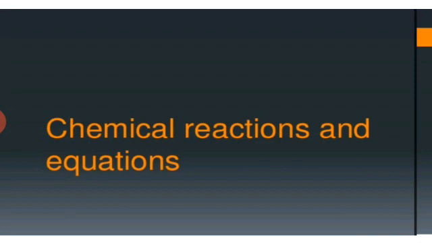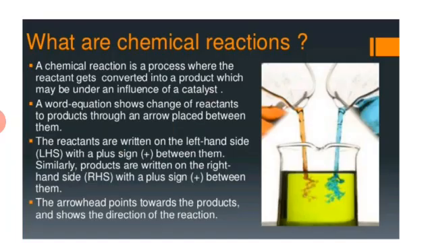Today, we will discuss chapter number 1 from Science class 10th, that is Chemical Reactions and Equations. In this chapter, we will study about different types of chemical reactions and how to write their chemical equations. First of all, there are two types of changes. The first one is physical change and the other one is chemical change.